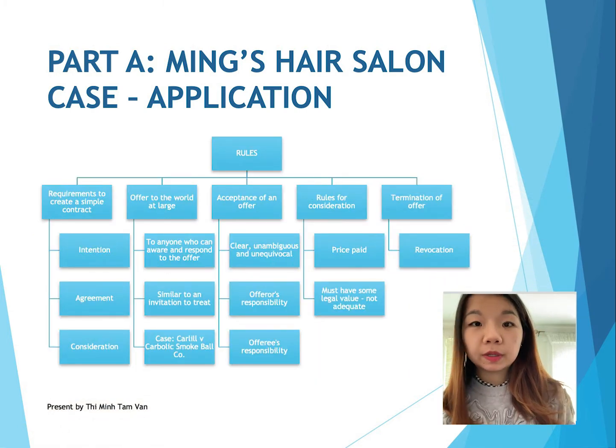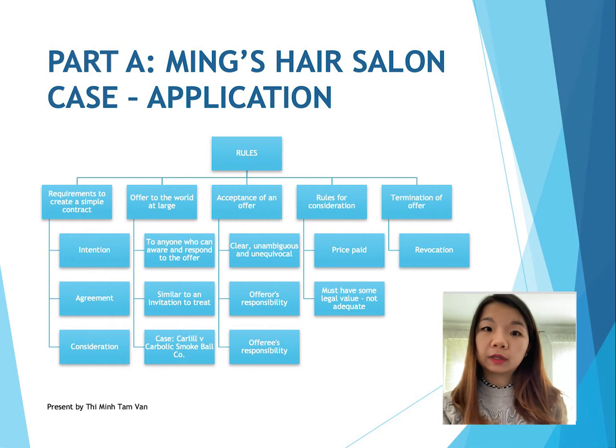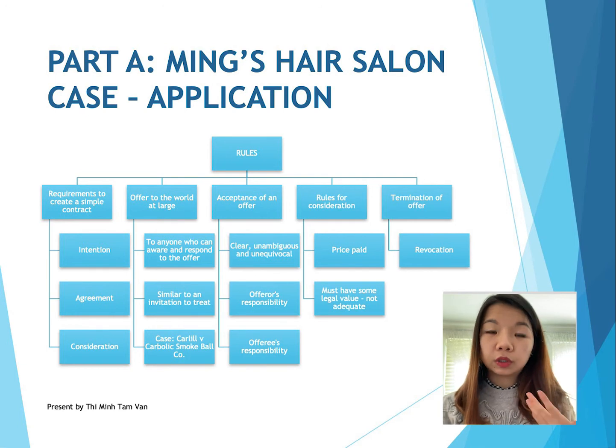Next, I'm going to mention some rules that we want to use to analyze the case. Firstly, we need to know three essential requirements to form a civil contract. They are intention, agreement, and consideration. Secondly, we need to understand what is the offer to the world at large. It is not directed to any specific person or any group of persons, but rather to anyone who can be aware of the offer and respond to it.